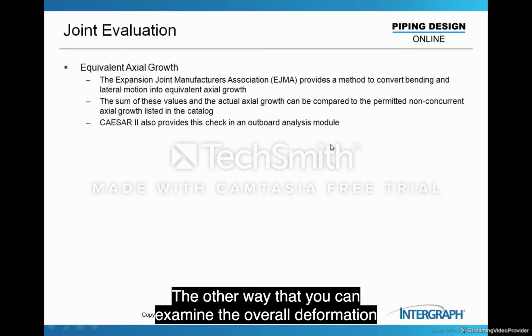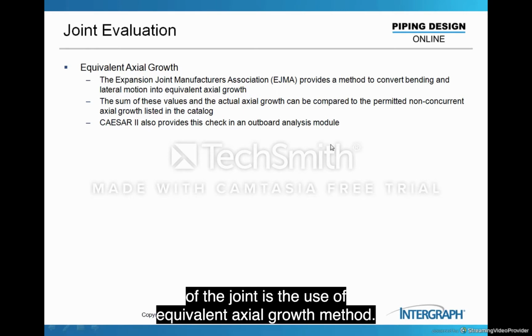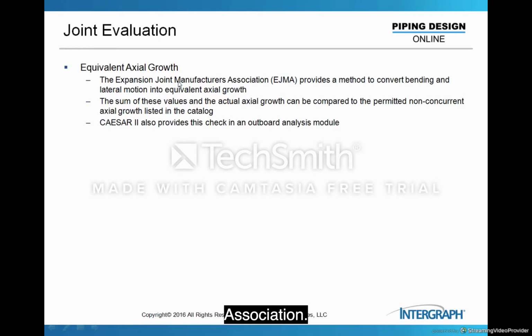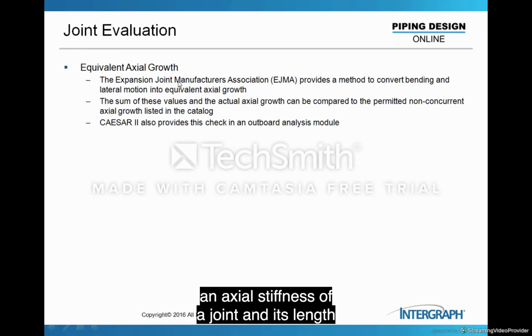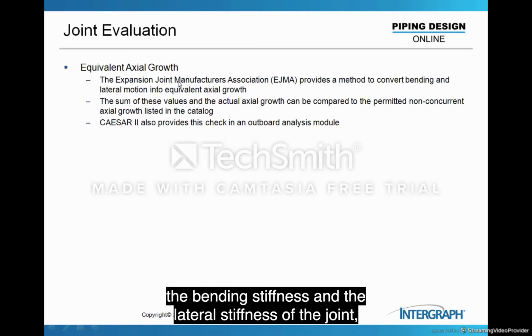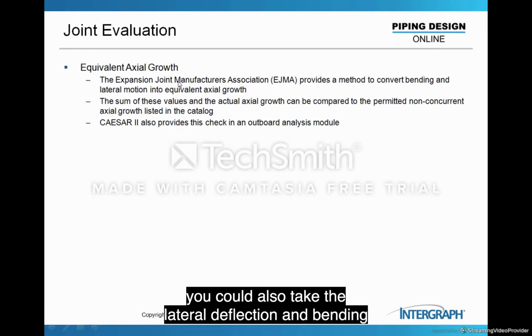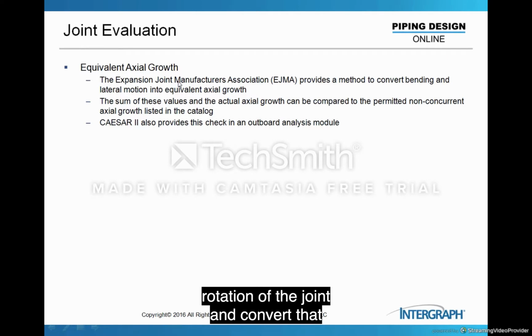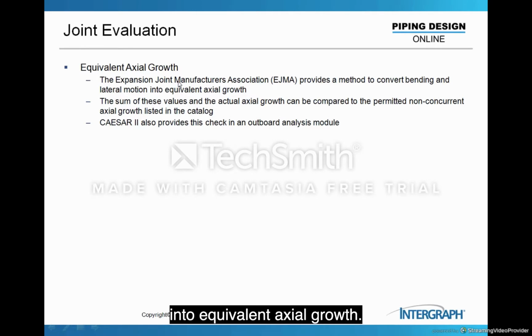The other way that you can examine the overall deformation of the joint is the use of the equivalent axial growth method. This is published in the Expansion Joint Manufacturers Association. In the same way that you could take an axial stiffness of a joint and its length and effective inside diameter and calculate the bending stiffness and the lateral stiffness of the joint, you could also take the lateral deflection and bending rotation of the joint and convert that into equivalent axial growth.